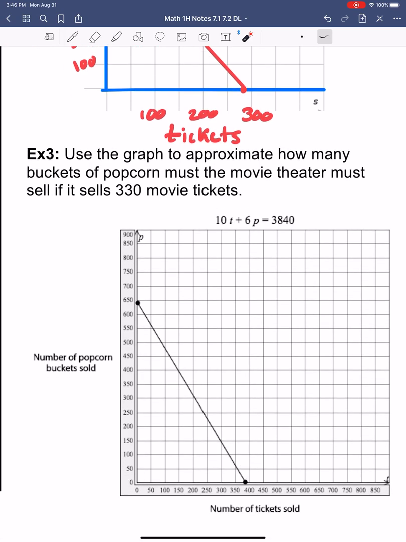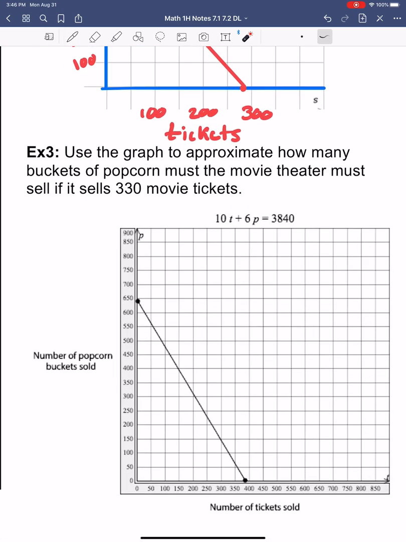All right, scrolling down here, it says use the graph to approximate how many buckets of popcorn must the movie theater sell if it sells 330 movie tickets. Okay, so for this problem, notice they've got another equation here, right? And they want to achieve this $3,840 limit. They're saying, okay, well, if you sell 330 movie tickets, right? So let's go ahead and check out where that is.